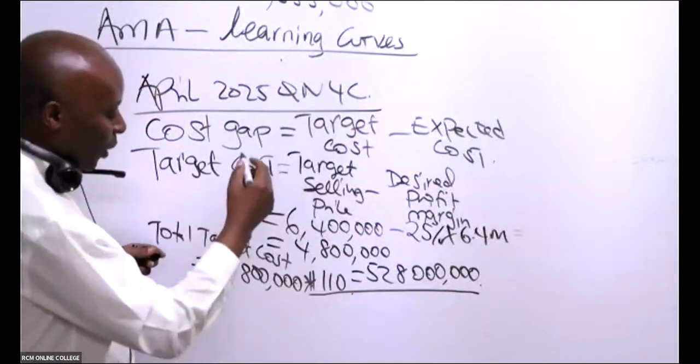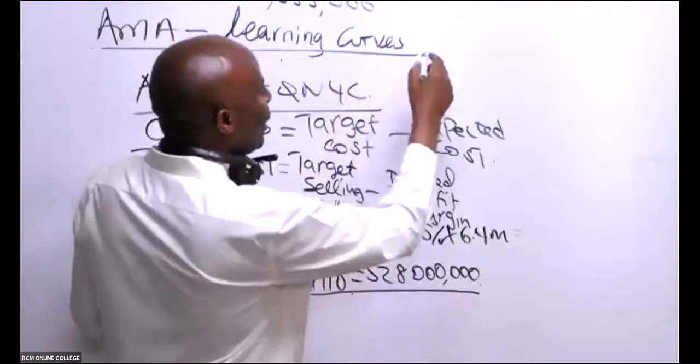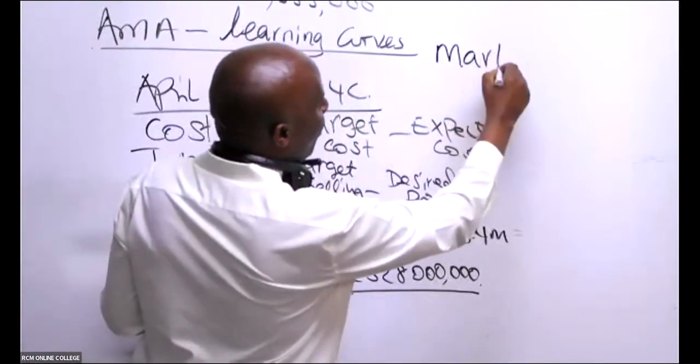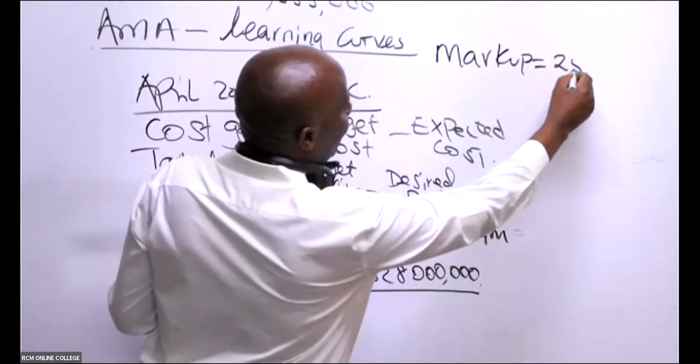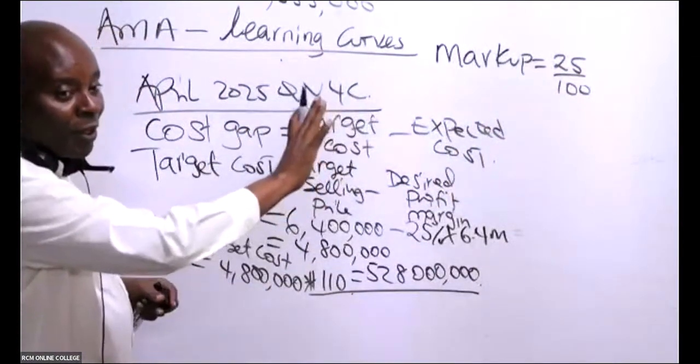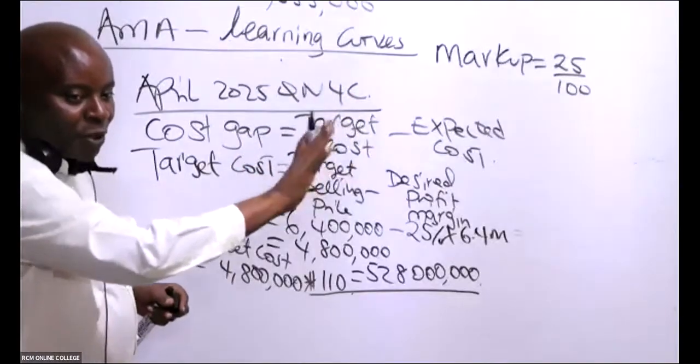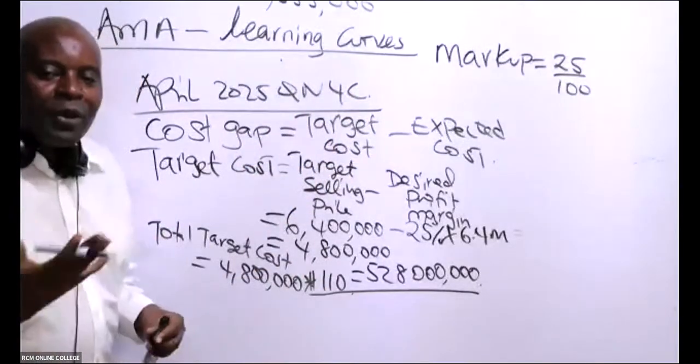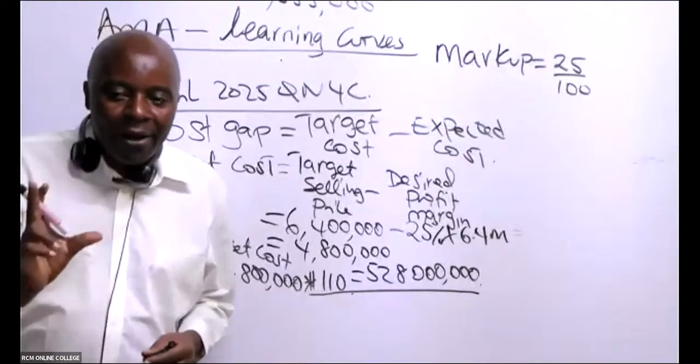So in this case here, instead of giving you profit margin, they will give you what we call markup. They will tell you markup is 25, for example. This is just an example. You don't have to write this. Or if you're writing, you can write this from the back of your books. So if he gave you markup, then automatically I have to change this to margin.